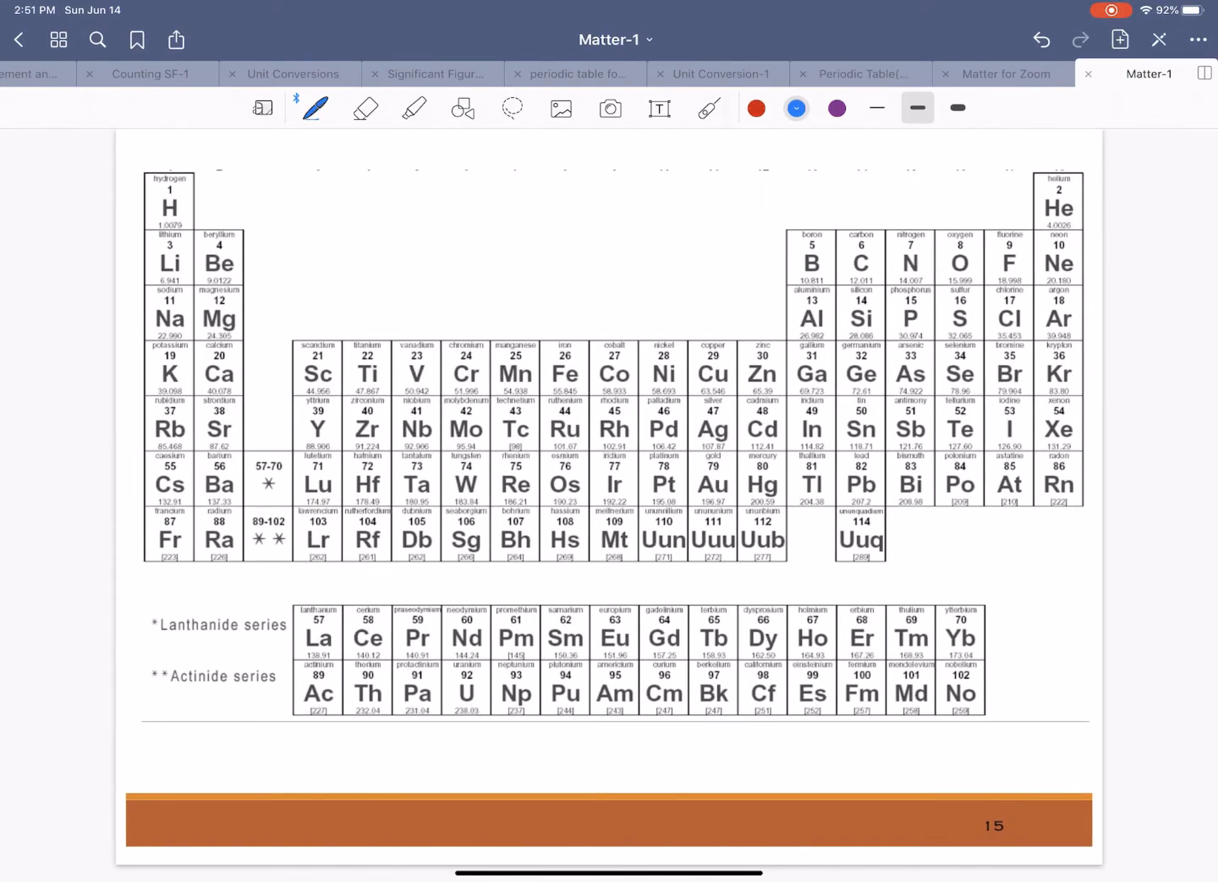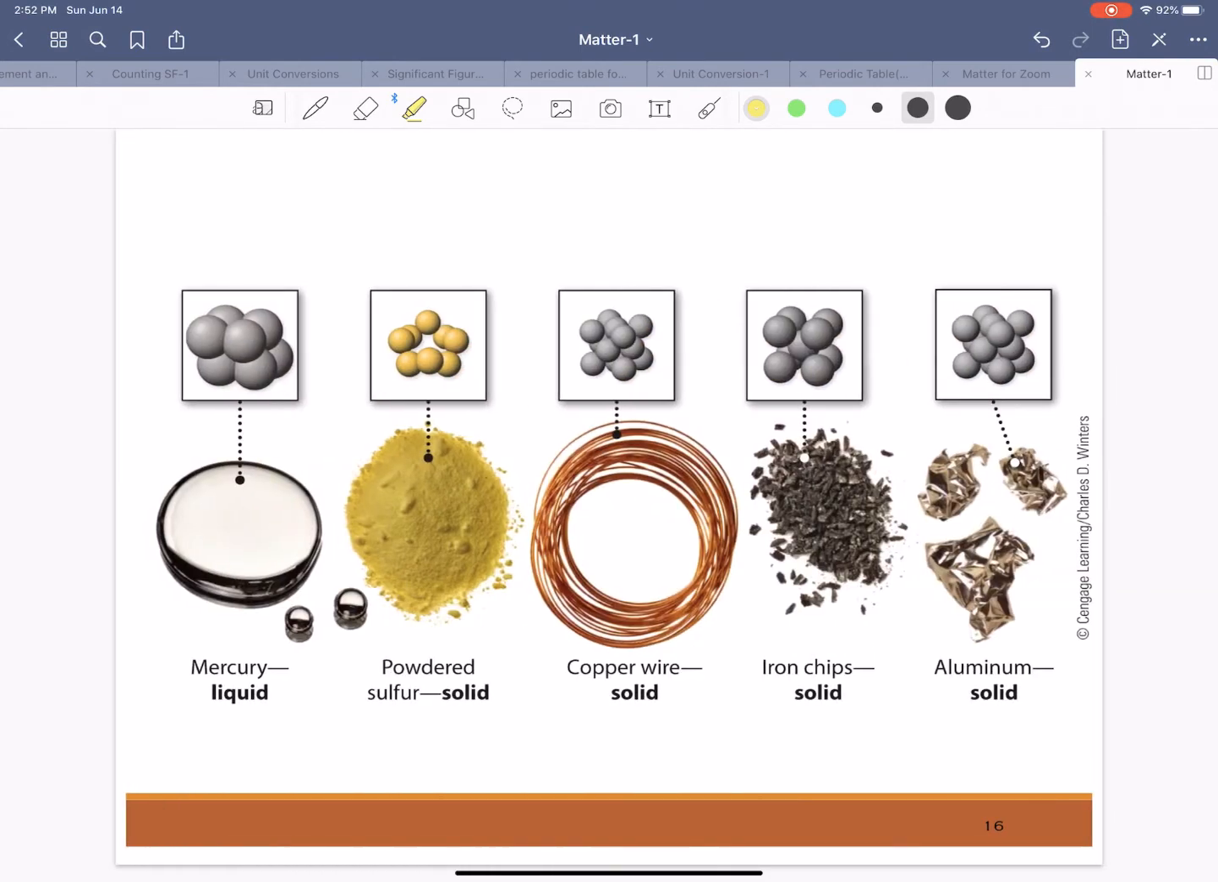An element is something that you can find on the periodic table. Can you find iron on the periodic table? Yes. I know the symbol for iron is Fe, and there it is. Can you find steel on the periodic table? No, steel isn't an element. That's why it's not on the periodic table.